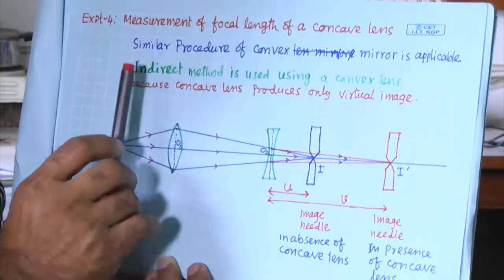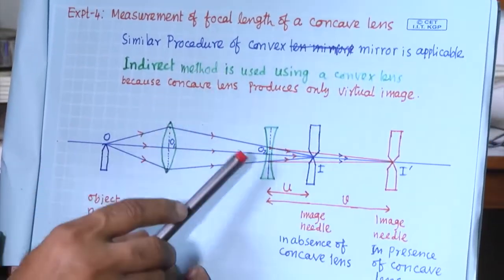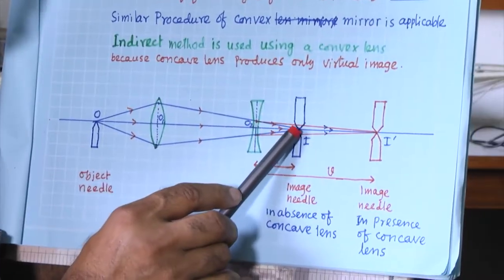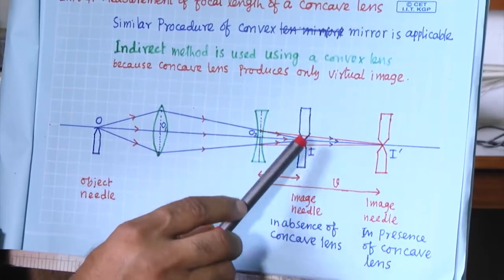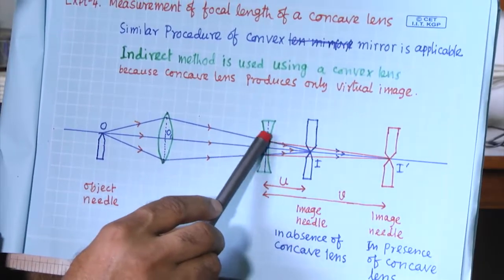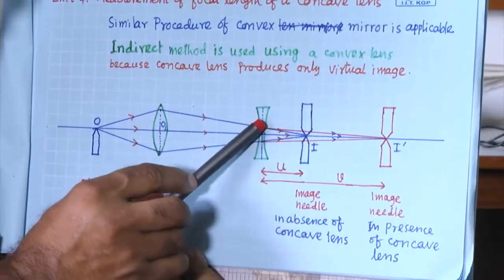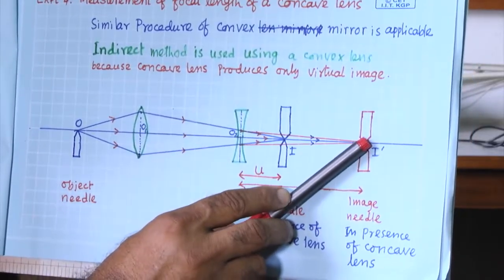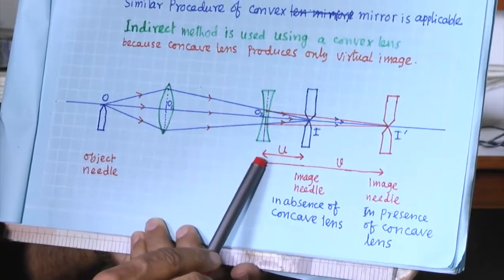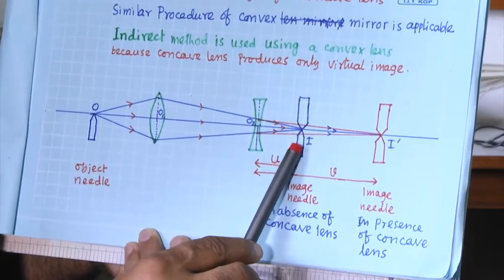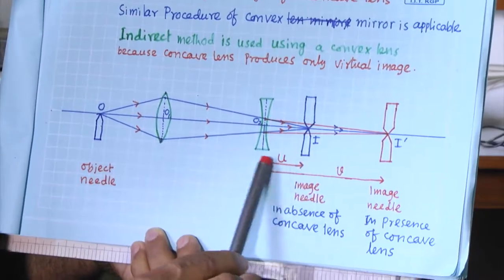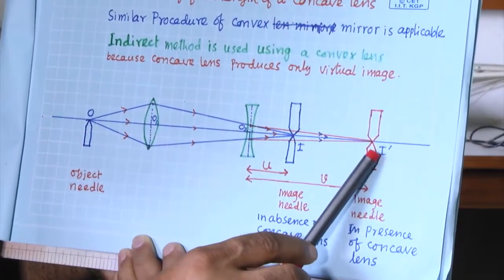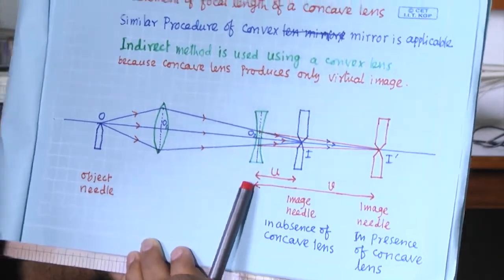Now, if you think about this concave lens, basically this is the source, the object, as if light is coming from here, and then it diverges and forms an image here. So, for this lens, this is the object, and this distance is u, the object distance. The image for this object is this one, and this distance is v.